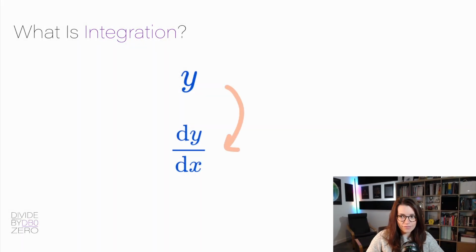So let's start with what is integration. Integration is the inverse of differentiation. In other words, it's the process of reversing differentiation or doing the opposite. So to go from y to dy dx, we differentiate. And then to go back to y from dy dx, we integrate.